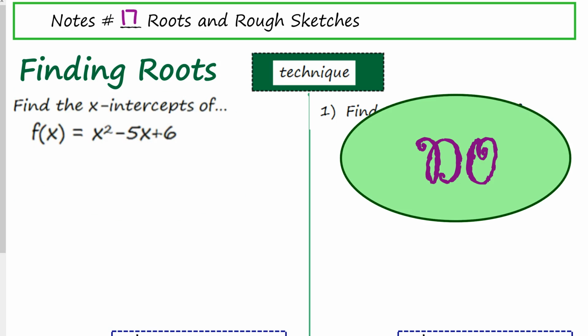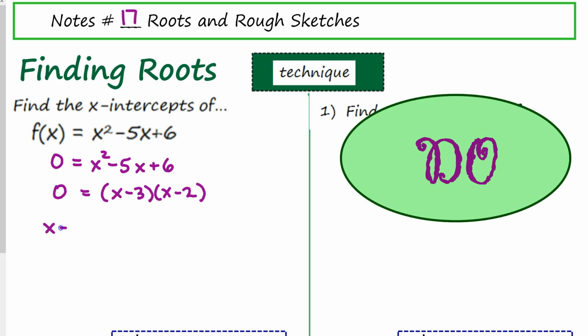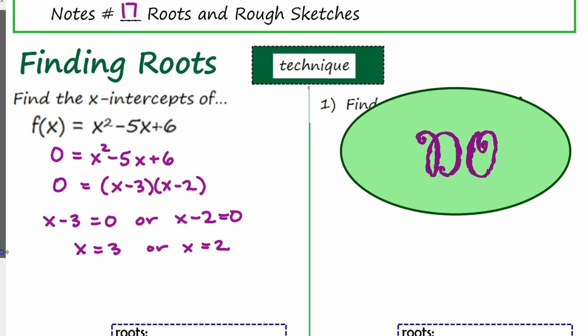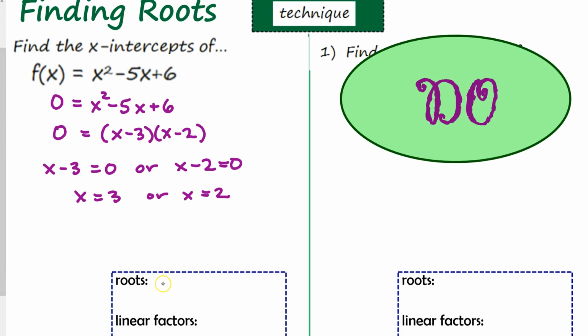Here's a quadratic function, and remember that to find the roots is to find the points that have a y coordinate of 0. So we would set the y, or the f of x, equal to 0 and solve this equation. And this equation happens to be factorable. So we're going to factor the right side into x minus 3 times x minus 2. And then using the zero product property, we set each factor equal to 0 and solve each equation. We get x equals 3 or x equals 2. So then for the roots, we would say that they are x equals 3 and x equals 2.